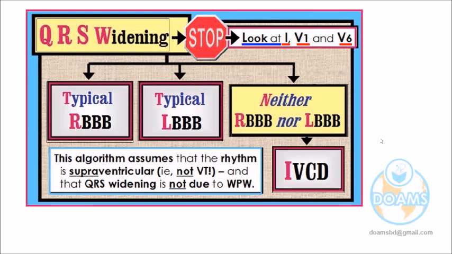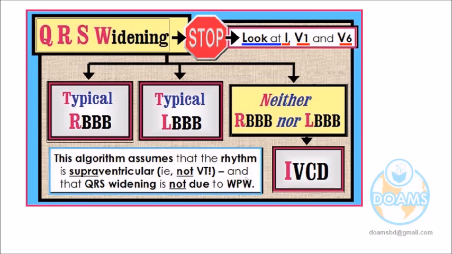Okay, doctor, this patient has chest pain or some other underlying heart disease. It may be RBBB or LBBB, but no symptom, only ECG like that. It may be intraventricular conduction defect. Fine. So this algorithm assumes that the rhythm is supraventricular, not a ventricular tachycardia situation, and that QRS widening is not due to WPW syndrome. These are the fallacies with which we deal, otherwise we will be confused.